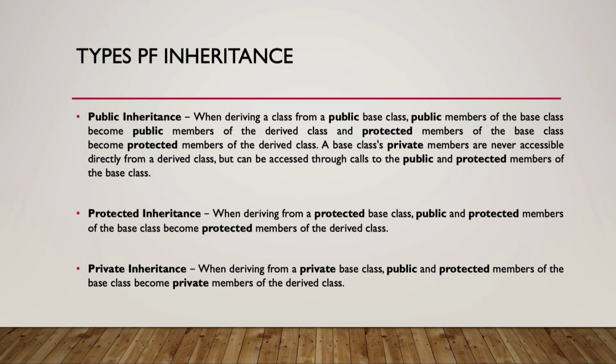So to understand and remember this more easily, look at this. The name of the type of the inheritance, basically in these two cases, is the result in the derived class. And in the case of public inheritance, we just keep whatever we received from the parent class.